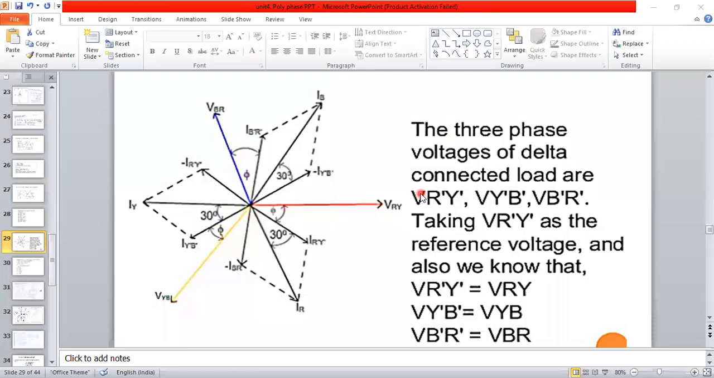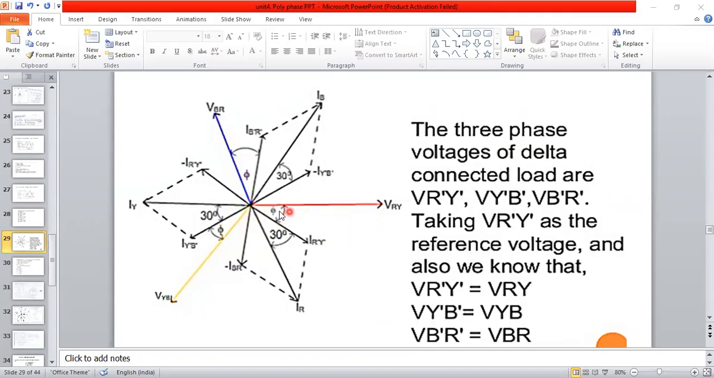So current lags the voltage or leads the voltage for the inductive circuit? Lags the voltage. So I have taken the voltage as a reference here now. So the phase current IR'Y' lags the voltage VRY, or VR'Y', or nothing but VPH also we are going to consider here now. So the phase current lags the phase voltage by an angle of phi here now.